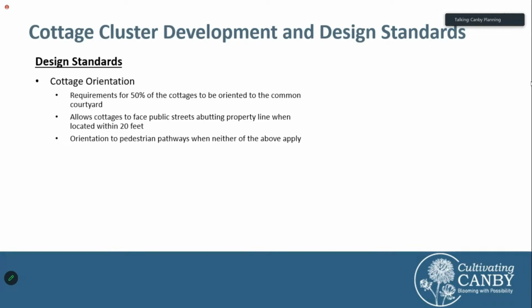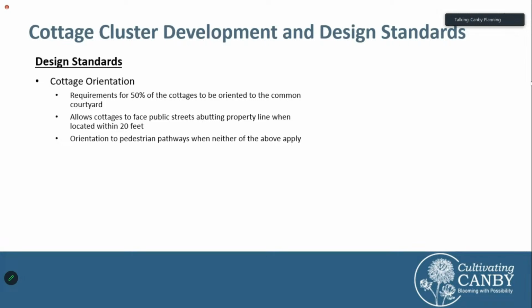So, an expectation that 50% of the cottages would orient towards the common courtyard. The idea there is really to activate that space and make it kind of a community space, and we felt that orientation was a pivotal part of that. Cottages could face the public street if they're within 20 feet. In a second, a graphic will show up, but the idea here is that, as your cottages are laid out, if there is that public street along the front and you've got a cottage within 20 feet, it has the ability to orient. It's not requiring it, it just gives that flexibility.